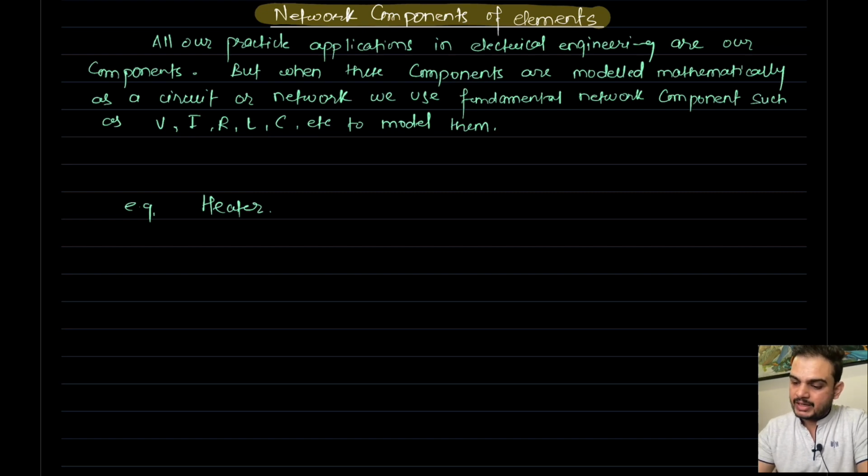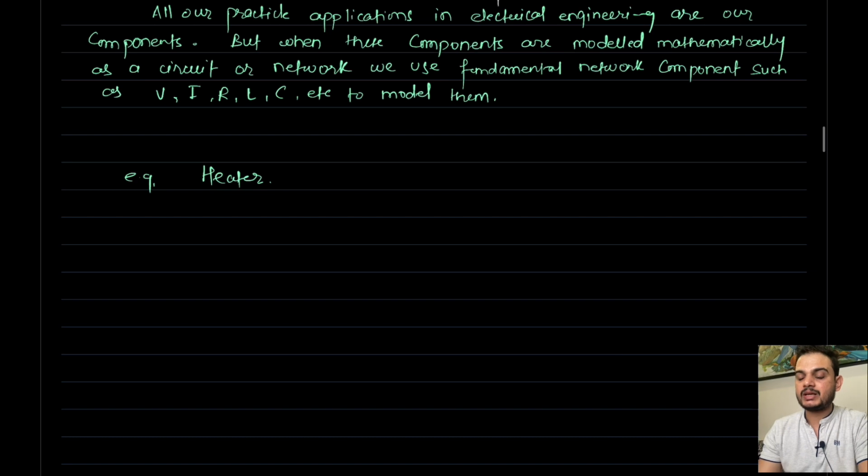For example, I have taken a heater. This heater will convert electrical energy into heat energy. Always remember, among these VIRLC components, the resistor represents the dissipation of heat. A resistor is a converting element. It is also called a bleeder in an electrical circuit. It bleeds the electrical energy in the form of heat.